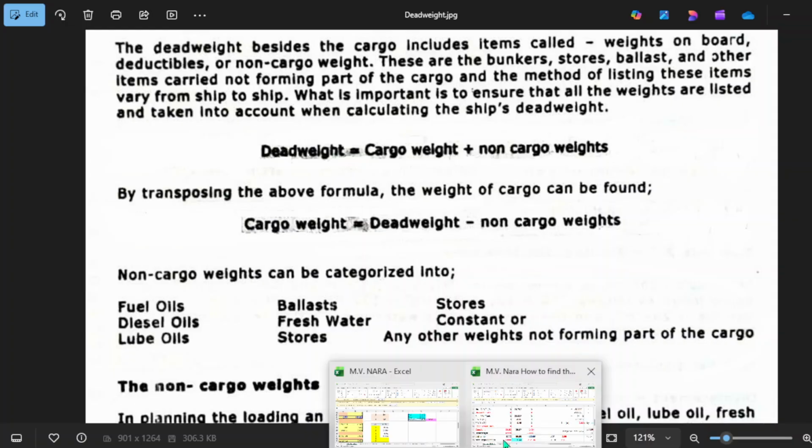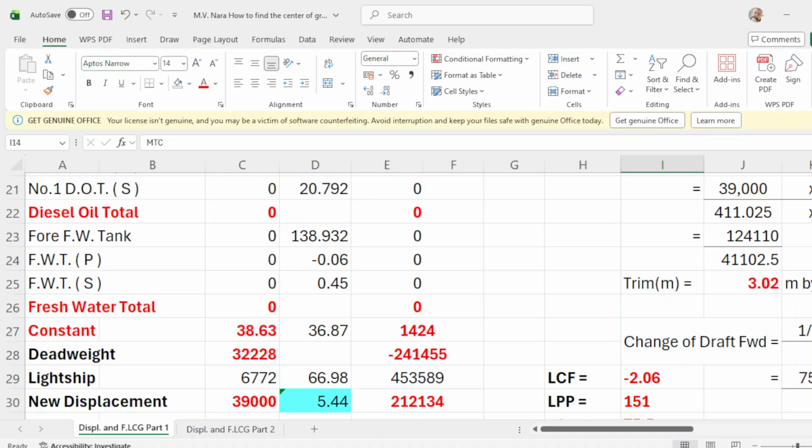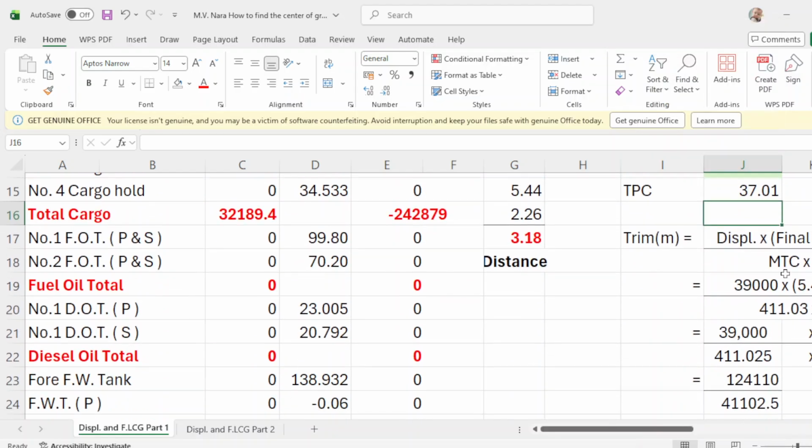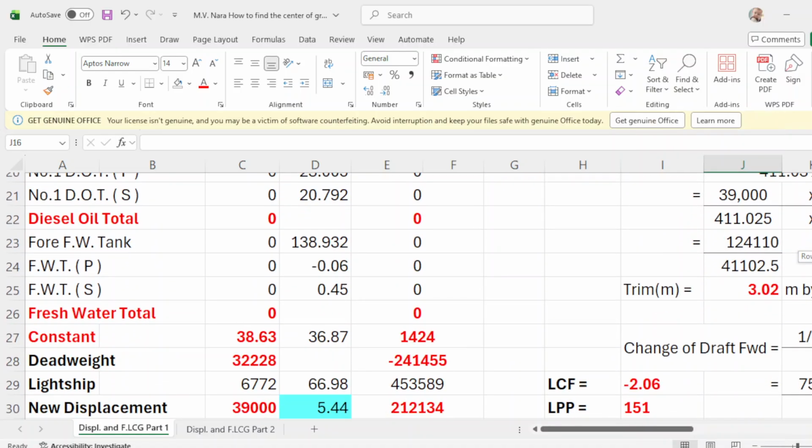This is your cargo weight of 32,189.4, and your non-cargo weight is this one: FO, DO, freshwater, plus your constant. Altogether that will be your deadweight, okay? And this will also be your total LCG moment of your deadweight. Now, what's next?